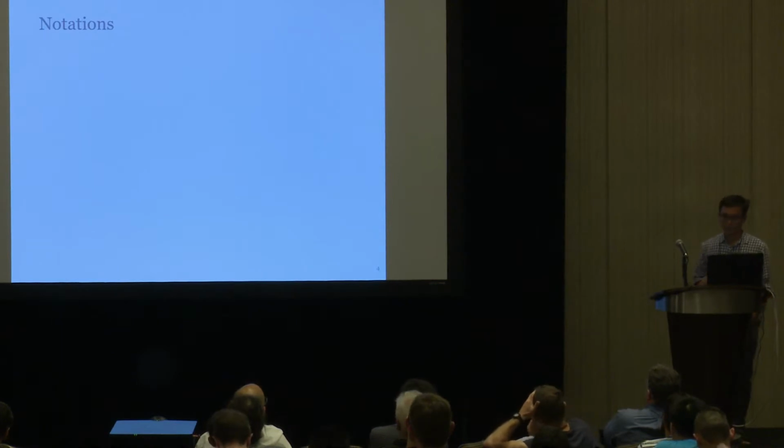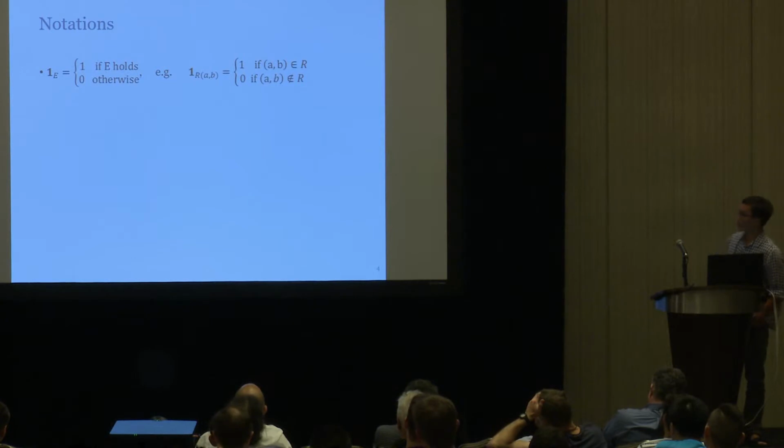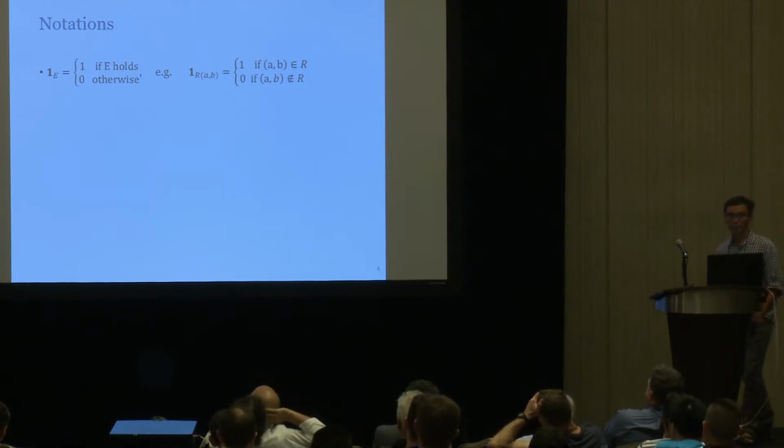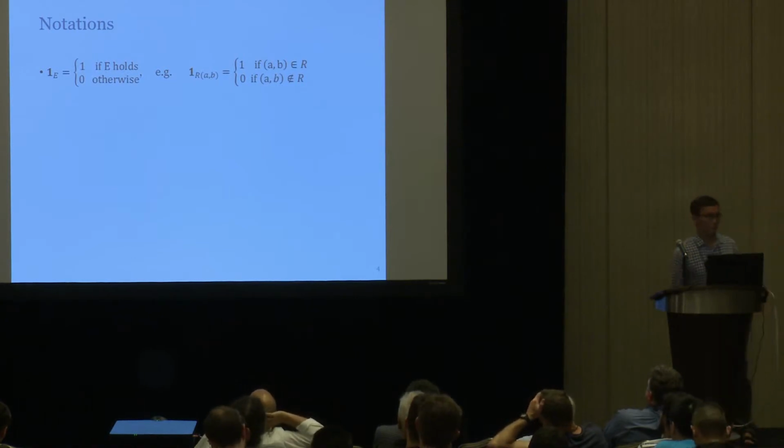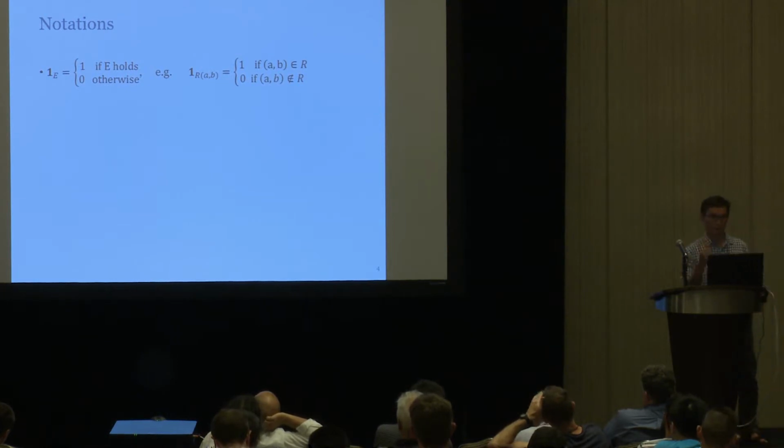Okay, so I have only one notation slide. Hopefully, bear with me. I'm going to use 1 sub e to denote the indicator variable that is set to 1 if the event e is true and 0 otherwise. In particular, I will write 1 sub R(a,b) to be 1 if the tuple (a,b) is in the relation R, and 0 if (a,b) is not in R, given that R has 2 attributes.